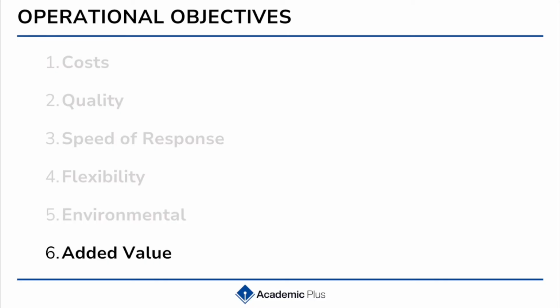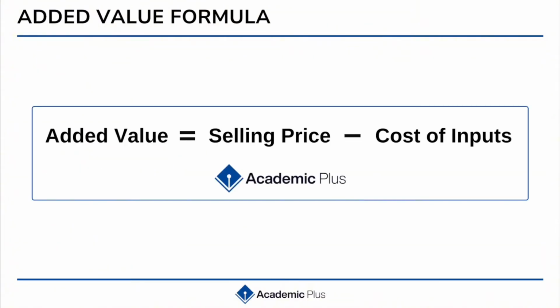And the very last operational objective that we could have is added value. Now, what we mean by added value is when we take the selling price and subtract the cost of inputs. So when the outputs are worth more than the inputs, well, we've then added value. And how can we look at achieving this?